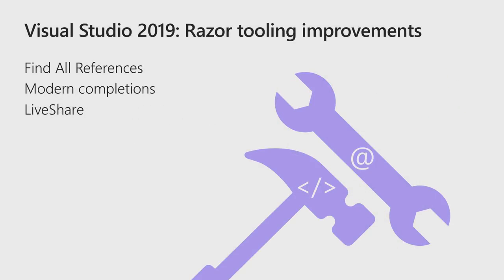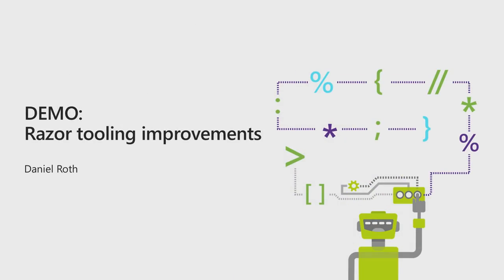Cool. So that's some of the new features that are in .NET Core 2.2 used within Visual Studio 2019. There are also a bunch of really great Blazor tooling improvements in Visual Studio 2019. Blazor is the format that we use to generate HTML dynamically using a combination of HTML and C#. Some of the improvements that we've added for Blazor in Visual Studio 2019 is support for find all references, modern completions, and of course, Live Share. So let's go take a look at that.